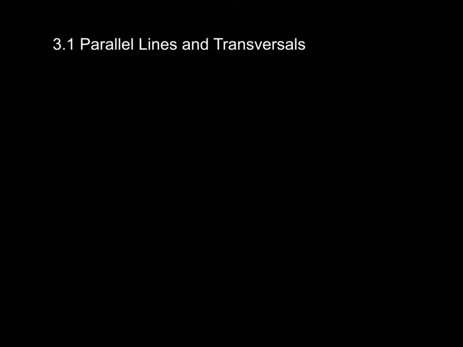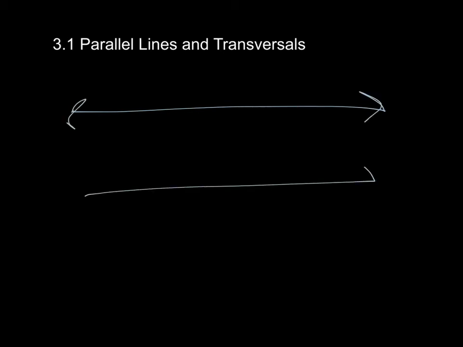Okay, now we're in section 3.1 on parallel lines and transversals. So first, parallel lines, what are they? Well, we can have two lines, right? And the markings are these little arrows on the lines. That tells us that these lines are parallel. And so what are parallel lines? They have the same slope, right? We haven't really talked about slope, but we're going to. And they never intersect, right? They're on the same plane and they never intersect.